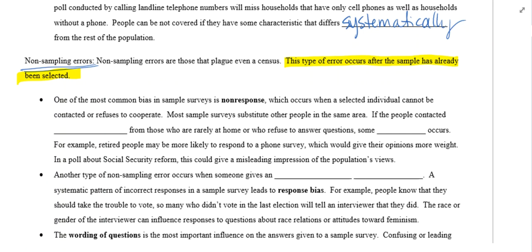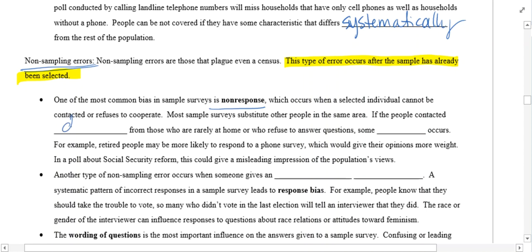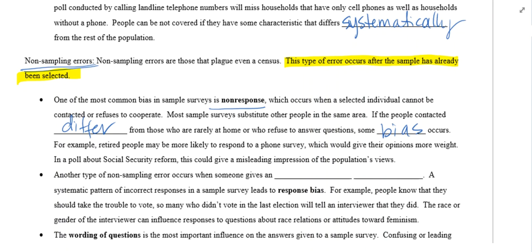One of the most common biases in sample surveys is non-response, which occurs when a selected individual cannot be contacted or refuses to cooperate. Most sample surveys substitute other people in the same area. If the people contacted differ from those who are rarely home or refuse to answer questions, some bias occurs. For example, retired people may be more likely to respond to a phone survey, which would give their opinions more weight. In a poll about Social Security reform, this could give a misleading impression of the population's view.